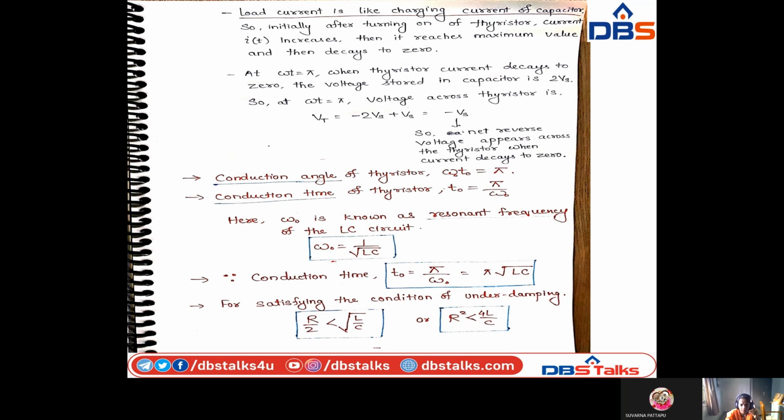So at load commutation, the conduction time equals pi root LC. For satisfying the condition under damping, R by 2 is less than root LC, or R square is less than root LC.